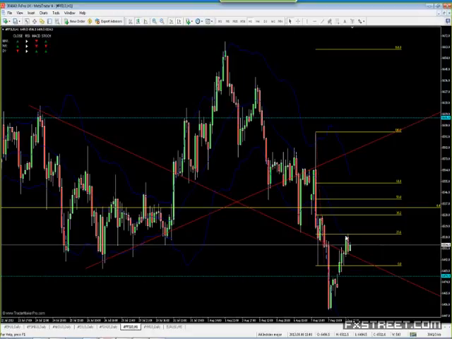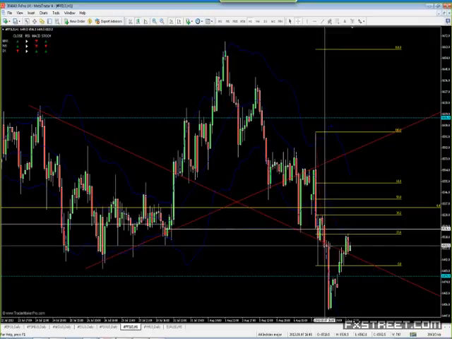And in that candle, it broke. And I took all my profit out just before it hit the 23.6 out here. So I made all the money on the break down here, and I got out here. So very, very safe trade.